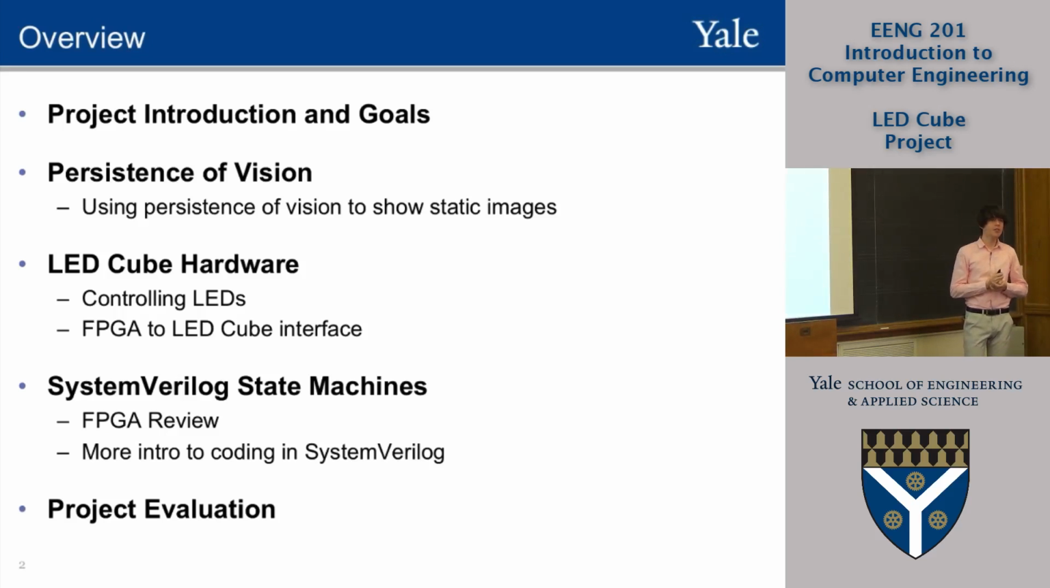So, as an overview for this project, the one new idea that we're going to try to learn about is persistence of vision. It's the idea that if the LEDs are flickering fast enough, you're not even able to see that they're flickering. You see a static image, and the idea of persistence of vision will be used in the LED cube to display different patterns or create different static or dynamic images.